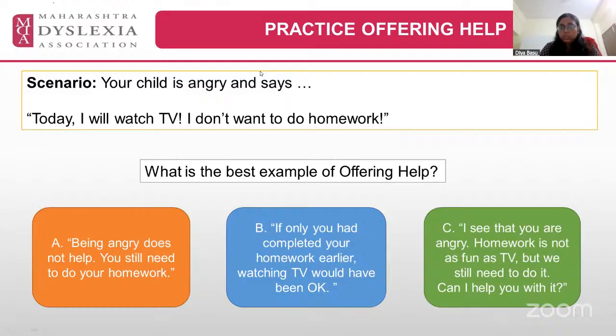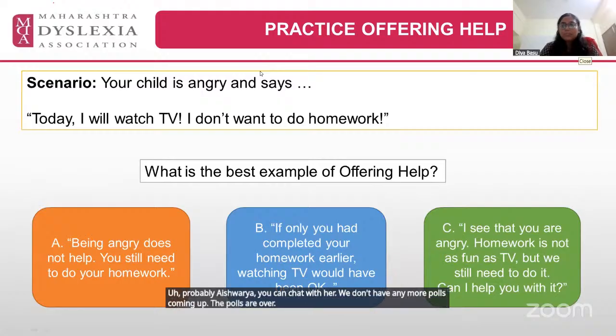Can't see the poll. Okay, Dipali, I don't know what's the issue. Probably Aishwarya, you can chat with her. We don't have any more polls coming up. The polls are over, but probably there was some technical glitch.